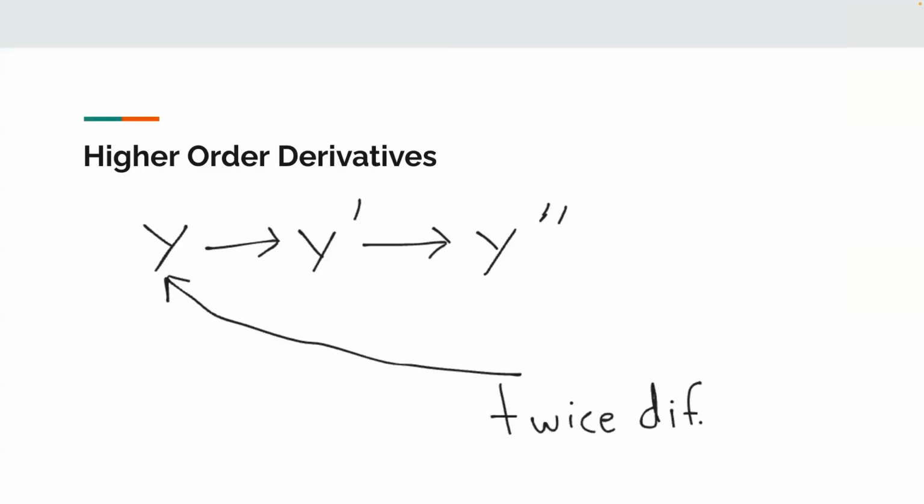Okay, so note that you can differentiate to higher orders. So let's say we have a function y. First derivative is just y prime. We can differentiate that again, and then we'll get the second derivative, y double prime. And you can keep doing that. A function has to be differentiable, or in this case, twice differentiable, to be able to get the second derivative.